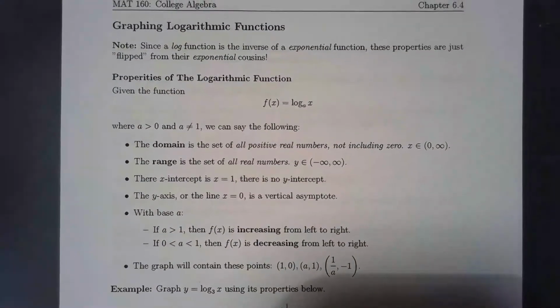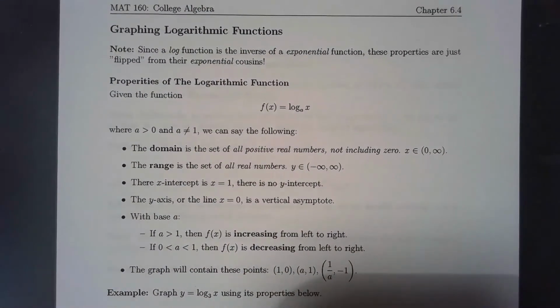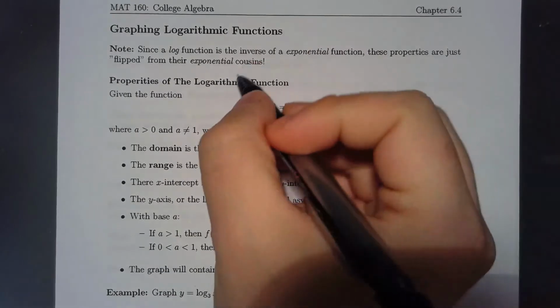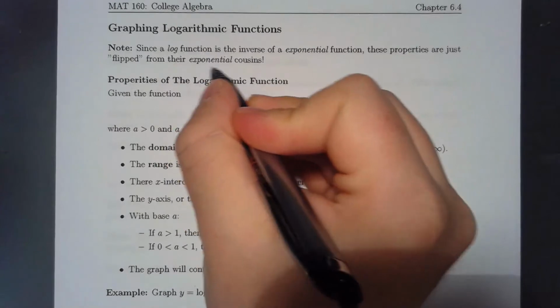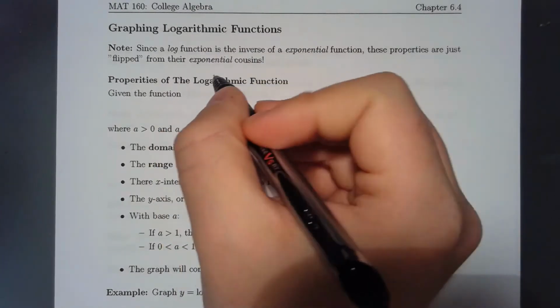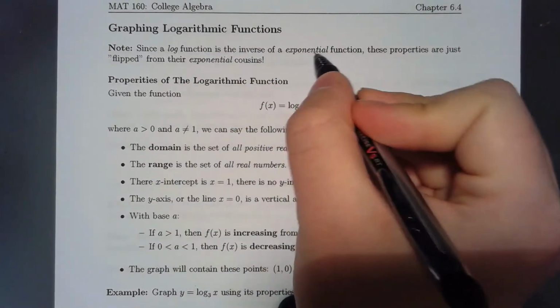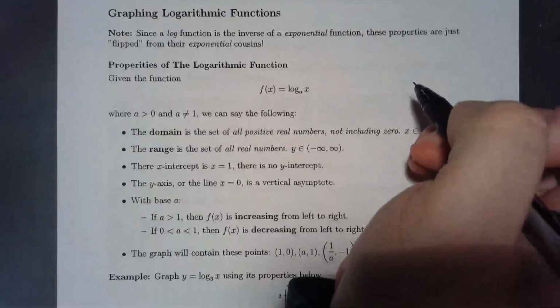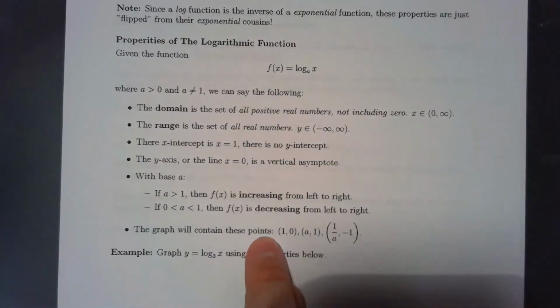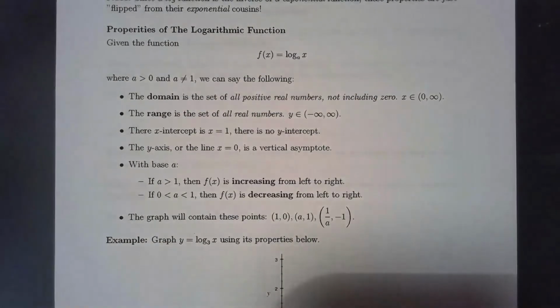So, logarithmic functions are inverses of the exponential functions. Yeah, I say cousins here because I'm a funny guy, but a log function is the inverse of an exponential function. All right? So, all these properties that you see here are just the opposite of the exponential properties. Okay? So, if you look at the exponential properties for reference, right?